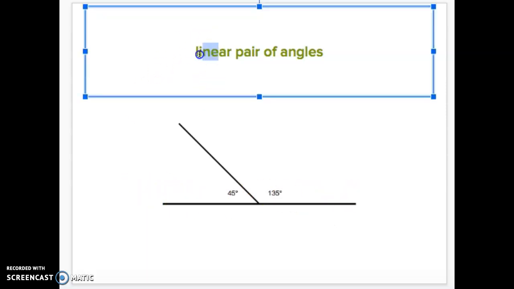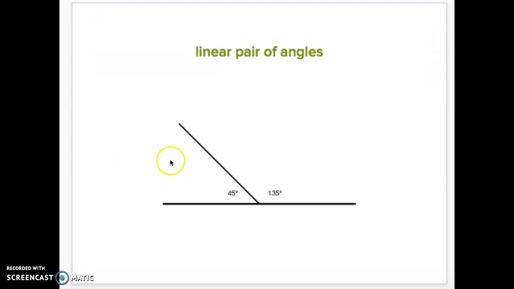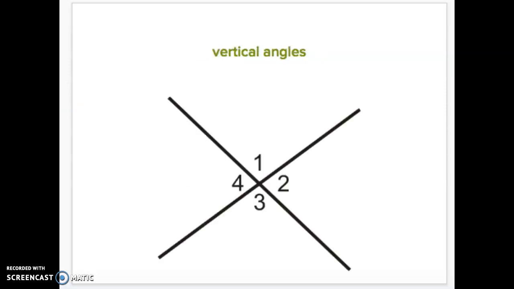If you look at the definition of linear, it says line in it, right there in the definition. So here we have 45 degrees and 135 degrees. Together, they are a linear pair of angles. I'm going to go back to the vertical angle picture because we also have some linear pairs here. If I'm looking at angle 1 and angle 2, these two form a straight line. They are also called a linear pair.